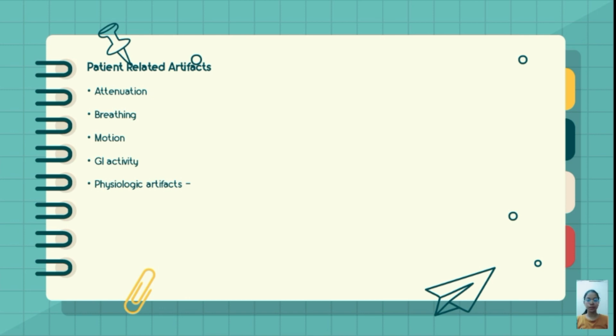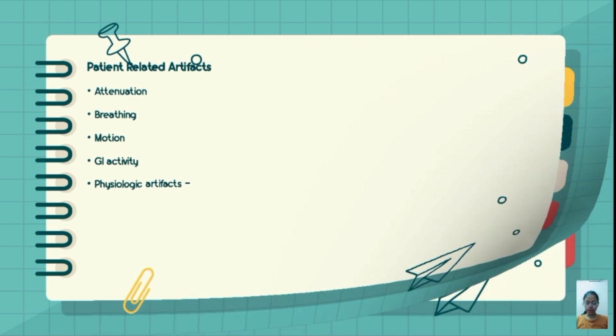So next is the motion. Motion shows as blurry images, opposite wall defects, and abnormal LV cavity shape on dynamic range images. Next is the GI activity. GI activity calls for a review of images for diaphragmatic activities, and checking contours and alignment. And last is the physiologic artifacts, which may lead to persistent blood flow artifacts.